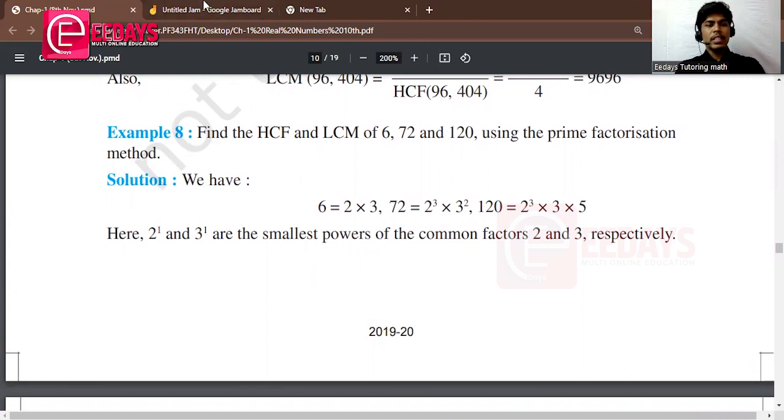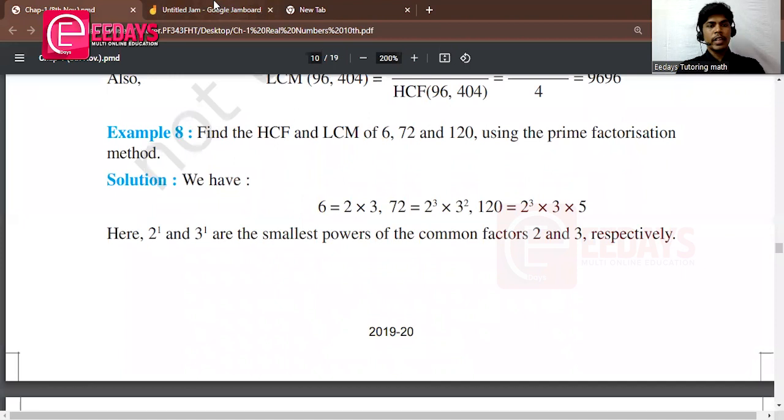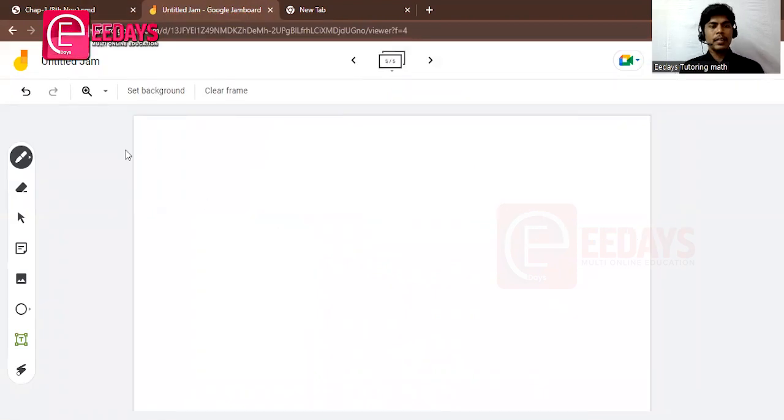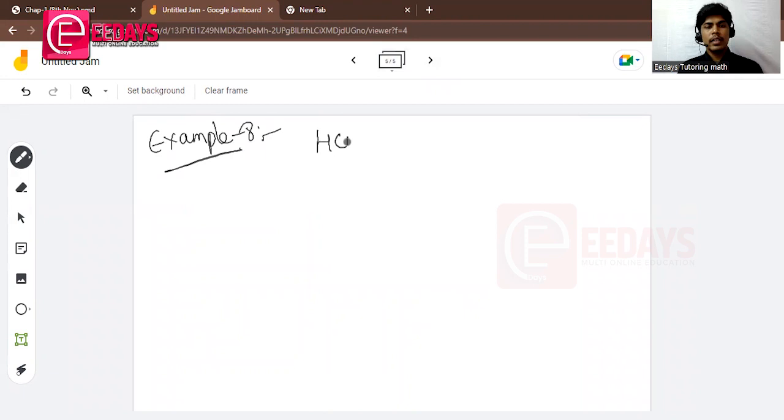So find HCF and LCM. Now we need to find both, I mean HCF and LCM. Let's write example 8 here. Example 8. Now observe carefully what question they have given. HCF and LCM of 6, 72, 120. We need to find the HCF and LCM of the numbers 6, 72, 120.